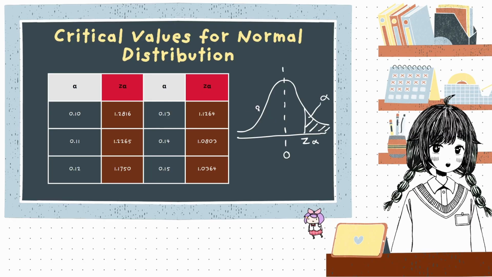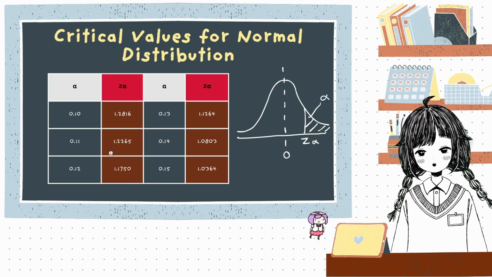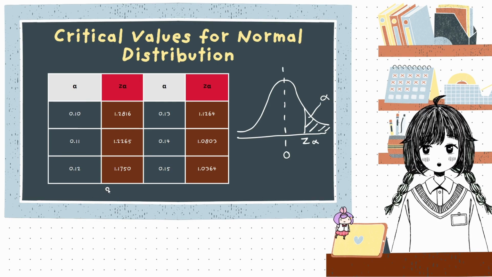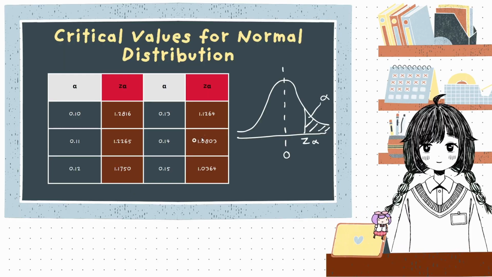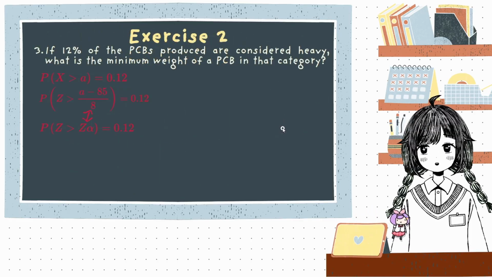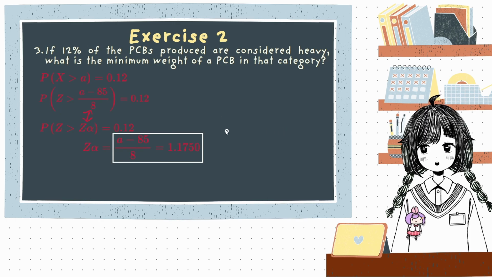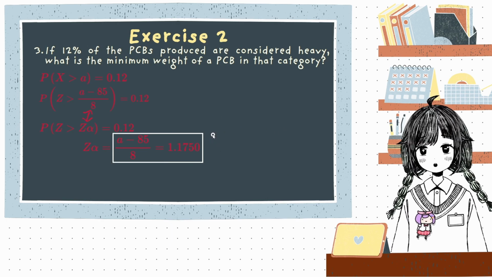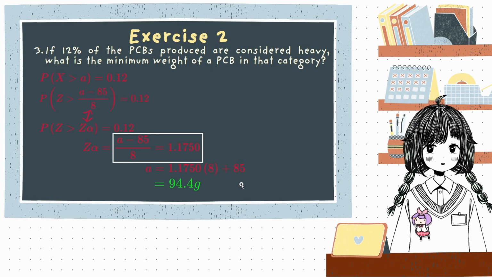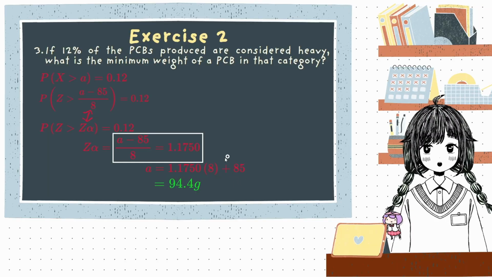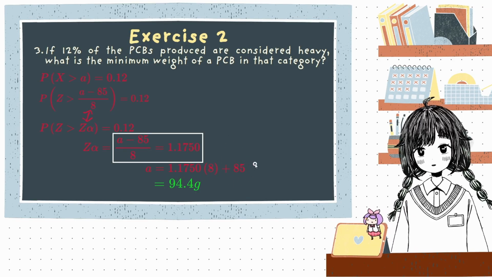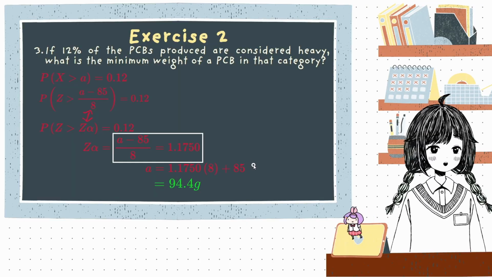So with that, let's find our probability. It gives us 12% or 0.12. So our Z alpha is 1.175. Here, with that, we have all the values. So now, just find A. So the final answer, the minimum weight of the PCB is 94.4 gram. This question is a bit challenging, but in the end, it all comes down to applying basic maths and logic.